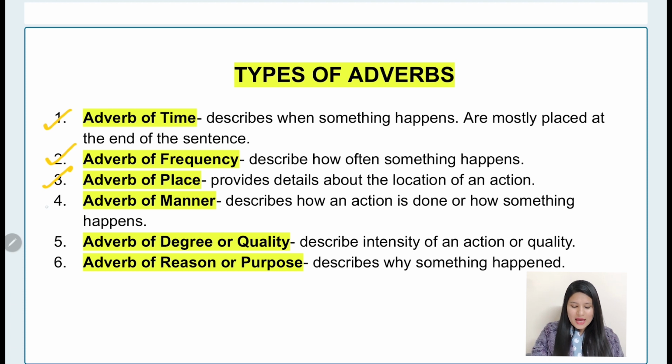Next is adverb of manner. It tells us about how something has happened or how something takes place. Adverb of manner हमें ये बताता है कि कैसे कोई चीज़ हो रही है, कैसे कोई चीज़ की जा रही है. Some examples are: the story is well written.